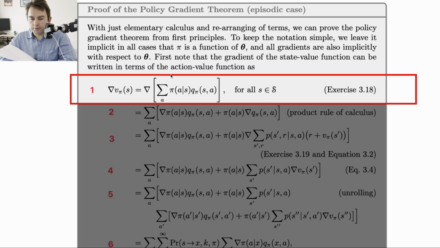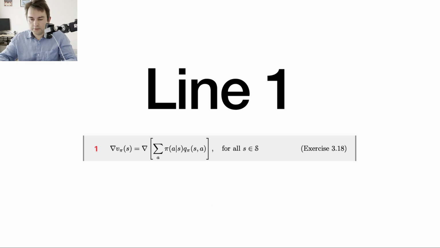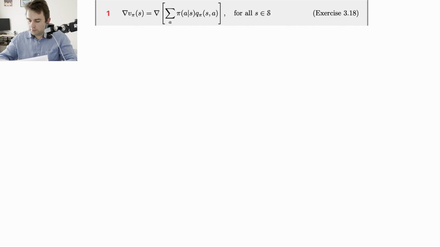So here the line we're trying to prove says that the gradient of the state value function v pi of s can be written as the gradient of the action value function q pi of s of a. So in other words, we can express the value function as action value function. Okay, so let's isolate line number 1 by itself and move it up to the top so we can always see our goal.